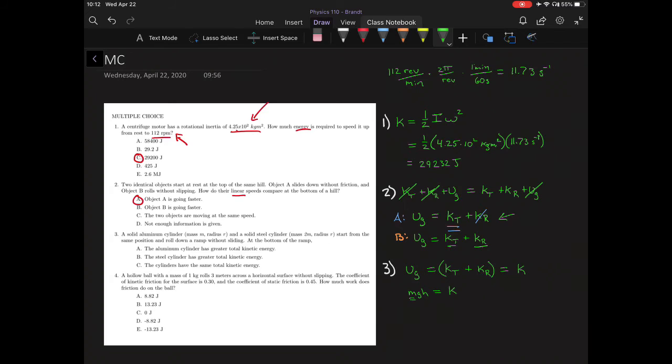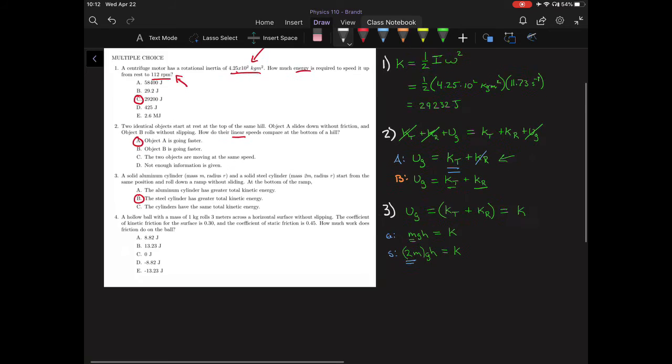And if we think about this, the steel cylinder has mass 2m. mgh has to equal the kinetic energy. So we could say that this is the aluminum and this is the steel. So we know that the steel actually has twice as much kinetic energy as the aluminum does once it gets to the bottom.